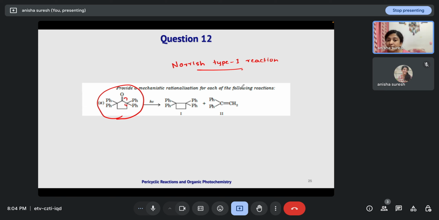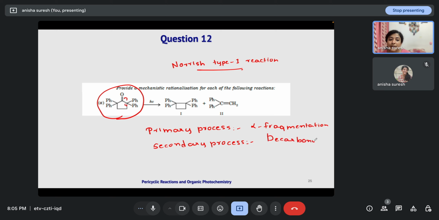Okay, so this is also an example of Norrish type 1 reaction where the primary process is alpha fragmentation and the secondary process is decarbonylation. Decarbonylation followed by recombination or breaking of a carbon-carbon bond and then recombination leading to formation of this alkene.